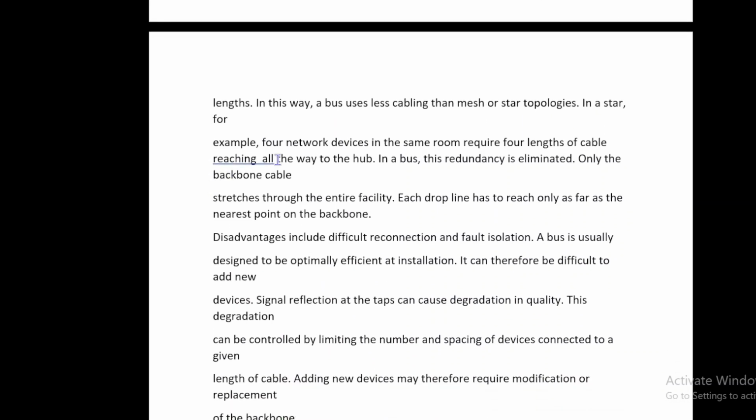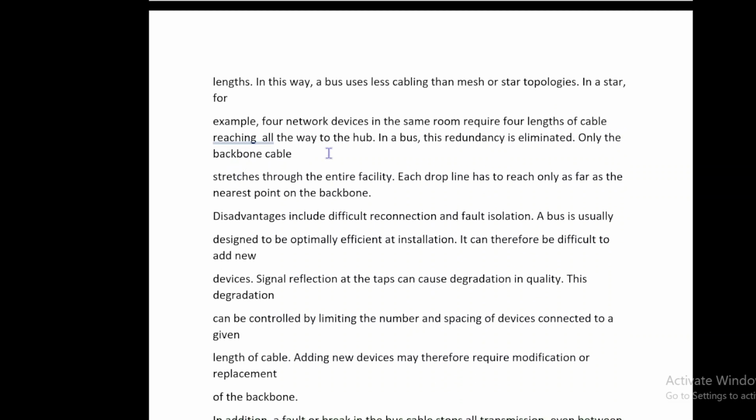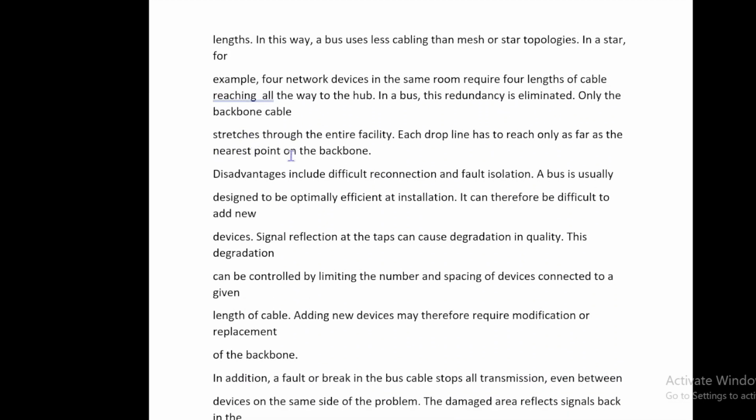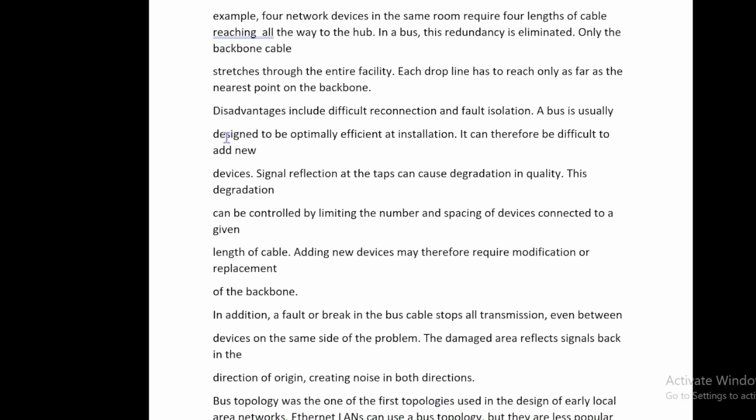In a star, for example, 4 network devices in the same room require 4 lengths of cable reaching all the way to the hub. In a bus, this redundancy is eliminated. Only the backbone cable stretches through the entire facility. Each drop line has to reach only as far as the nearest point on the backbone. Disadvantages include difficult reconnection and fault isolation.